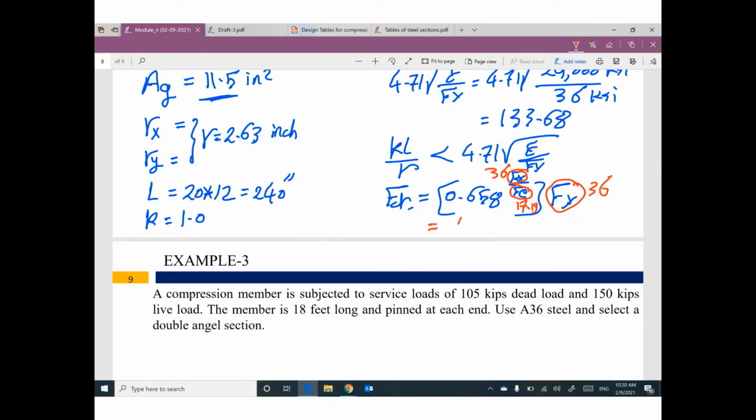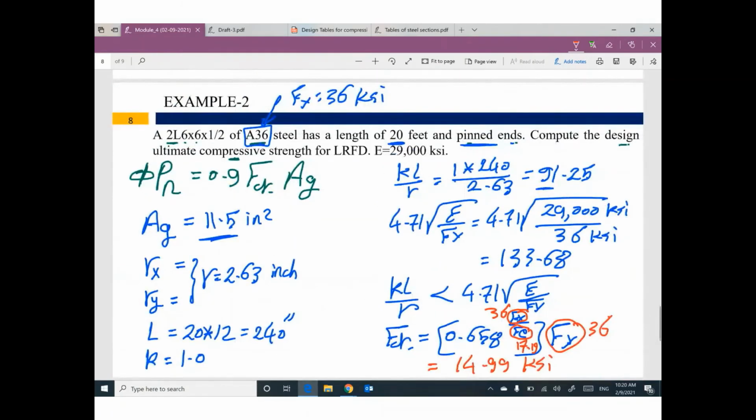This value will be 14.99 KSI. If you can find the value of F critical, go back here, put F critical equal 14.99, the value of area gross 11.5. Then finally you can get the design compressive strength, 0.9 times 14.99 times area gross. Your final answer will be 155.1 kip.